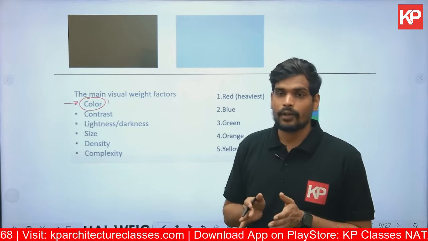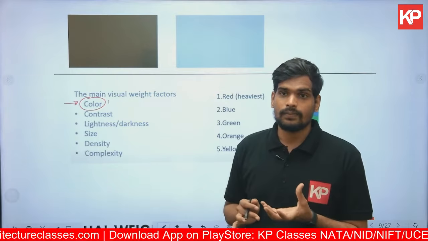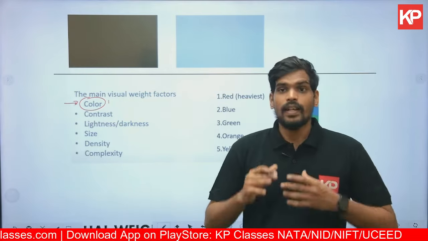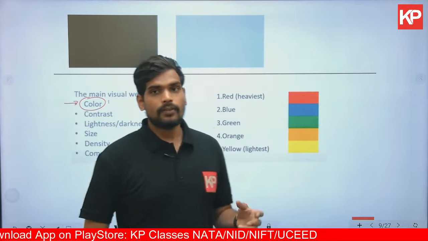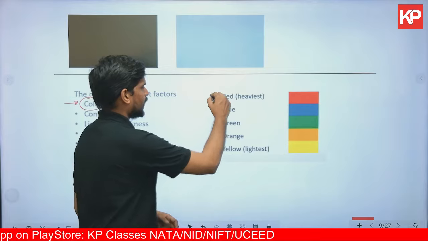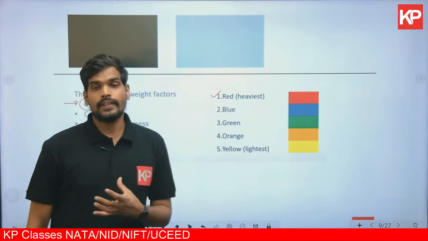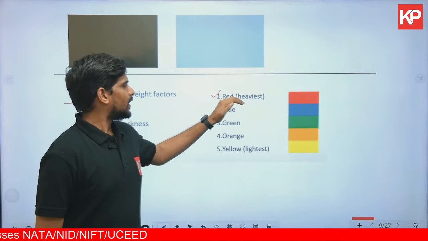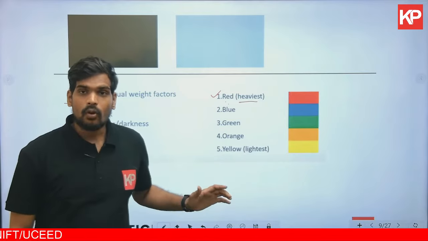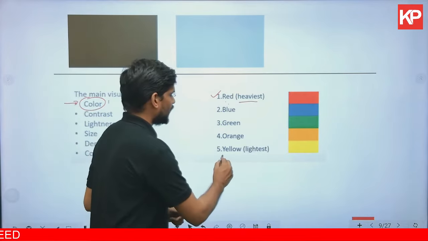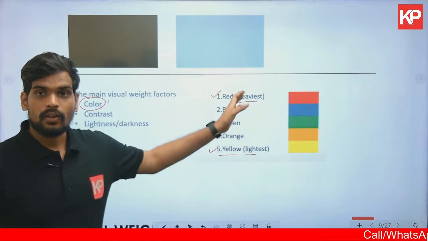This is within the topic of balance, the first principle of design. We understood what balance is, uniformity in distribution of visual weight. What is visual weight? It depends on all these factors, like color. In terms of color, red is considered to be the heaviest color. You can see the scale of color weight. The weight of a color depends on its hue. Red is a heavy color. Then comes blue, then green, then orange, and finally yellow. Yellow is considered to be the lightest color. So in terms of color, the weight is defined on this scale.